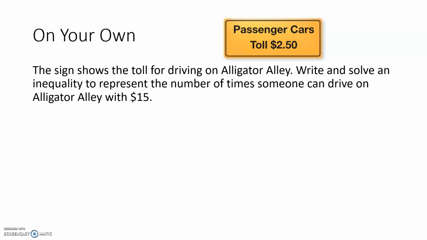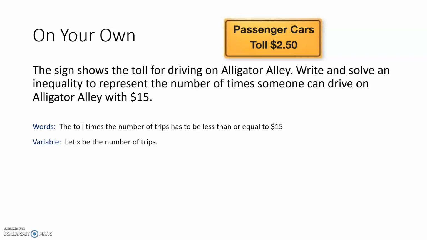Ultimately, we're writing an inequality to figure out the maximum number of times we can go on Alligator Alley with the $15 in our wallet. The first thing I'm going to do is write in words: the toll times the number of trips has to be less than or equal to $15. For the variable, we're going to let x be the number of trips.